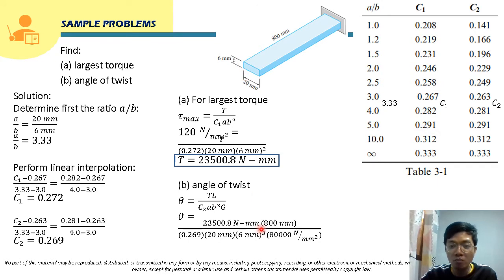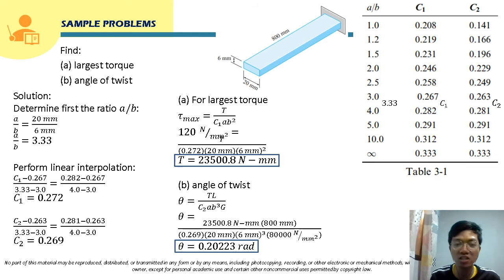So that will be cubed, times G. Here, G, or the shear modulus, is 80,000 Newton per millimeter squared. So solving for the angle of twist, class, the angle of twist here is 0.20223 radian. So this will now be the answer for this problem, class.